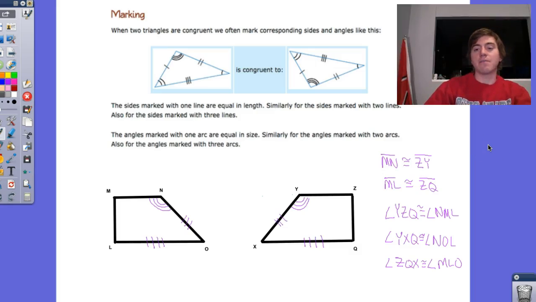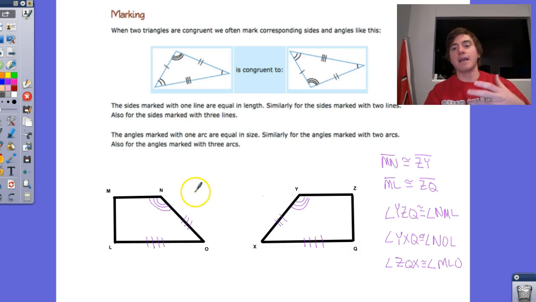Okay, so now let's look at marking things congruent. We've got a couple polygons here. As you can see from up here, this came straight from the lesson. What we do is we mark sides with dashes and we mark angles with little curved things like this. All right, and those mean that they're congruent. Of course, congruent means that they're the same size, same shape.